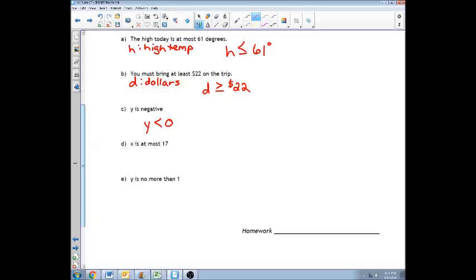x is at most. So again, we have this at most situation going on. Does that mean the minimum or the maximum that x can be? If it says at most, that is the maximum that my x can be. So my x needs to be less than or equal to the 17. And then y is no more than 1. If it is no more than 1, does that mean it could also be 1? Yes, it does. So if y is no more than 1, it needs to be less than or equal to 1. That is the end of our lesson.